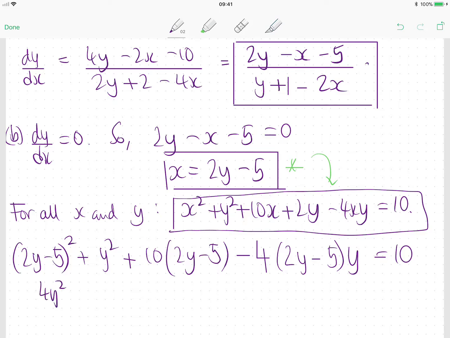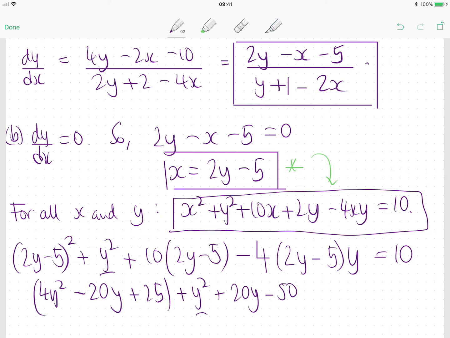The first term: square the first, 4y squared, 2 times the product, so minus 10y minus 20y, plus 25. That's the first term. The second term is just y squared. The third term is 20y take away 50. So I've done the first three. The fourth term, I've got 4 and a y. I'm going to put those together. So it's minus 8y squared plus 20y, and that all equals 10.